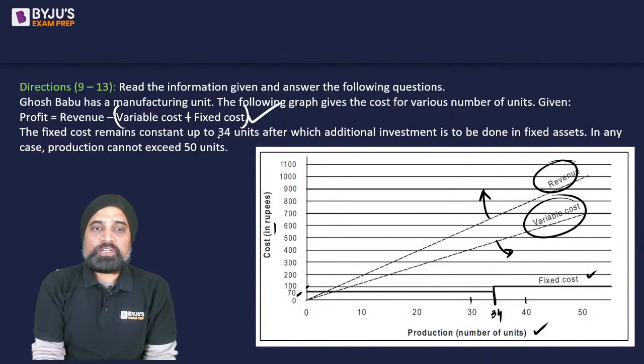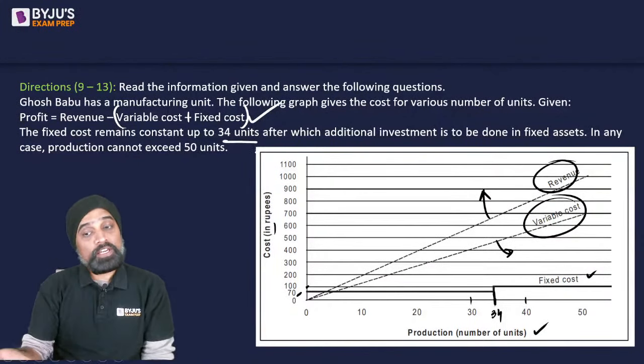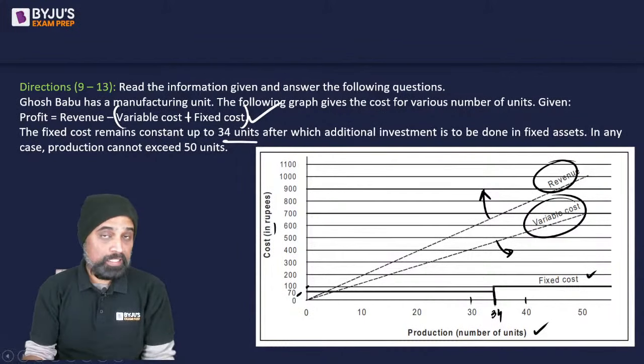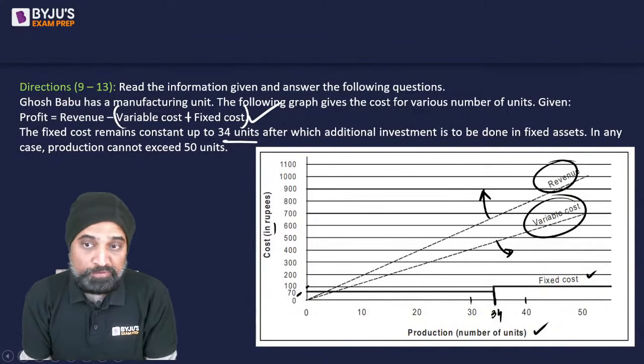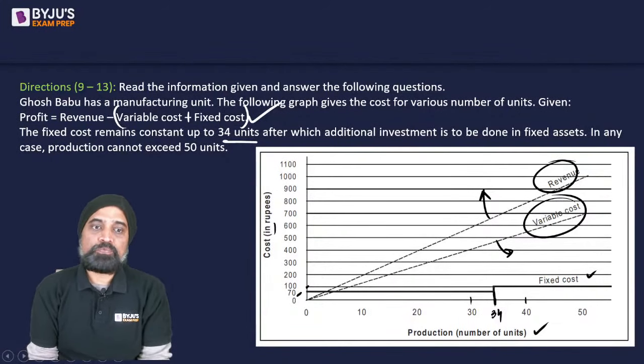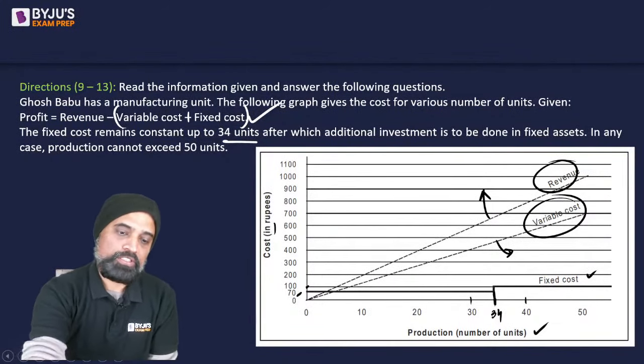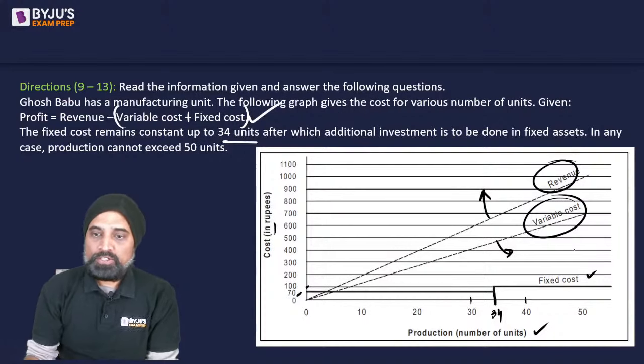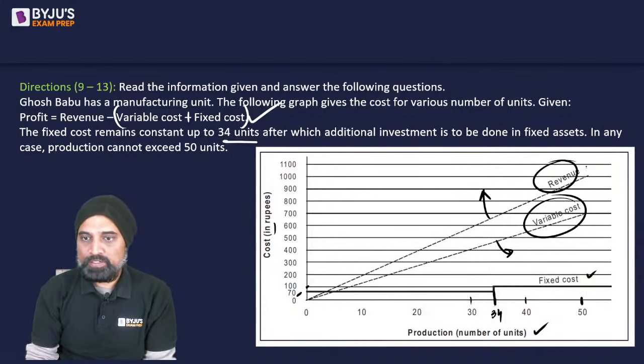The fixed cost remains constant up to 34 units. Okay, fine. Now it makes sense that it is 34. After which additional investment is to be done in fixed assets. In any case, production cannot exceed 50 units. So the limit to the production is 50. The company cannot make more than this.